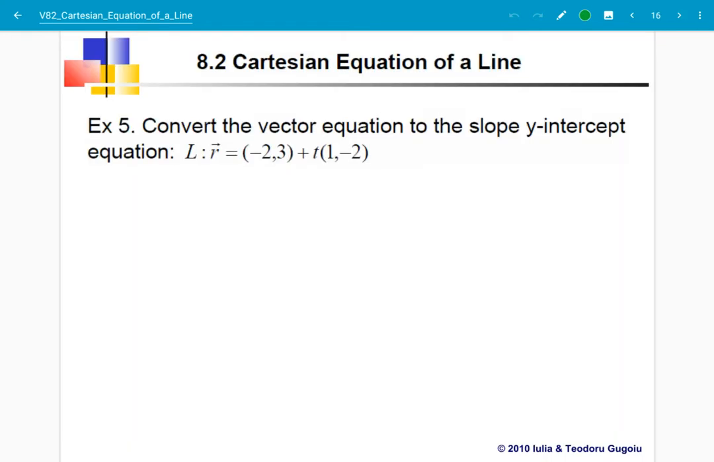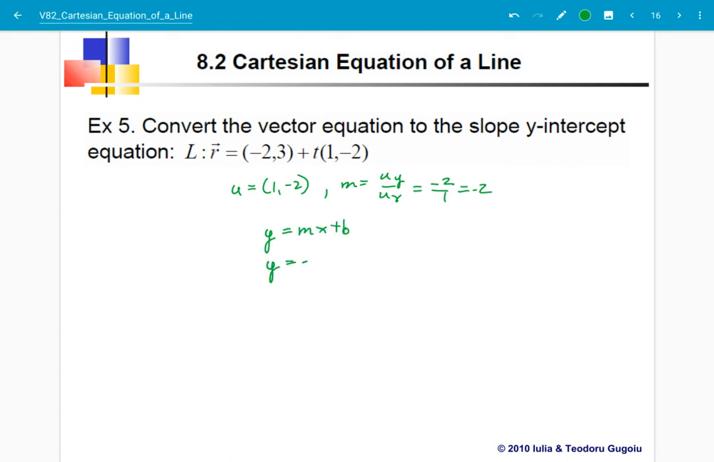Convert the vector equation to slope y-intercept form. So just to be really clear, u is equal to 1, negative 2. So the slope is u y over u x. So it's just negative 2 over 1 or negative 2. That's the slope. Now you can try to do something more complicated and find t when x is 0, but I would think you would just go like this.